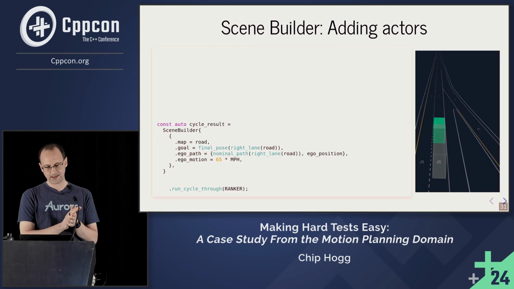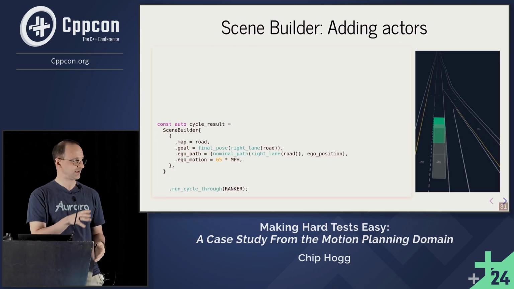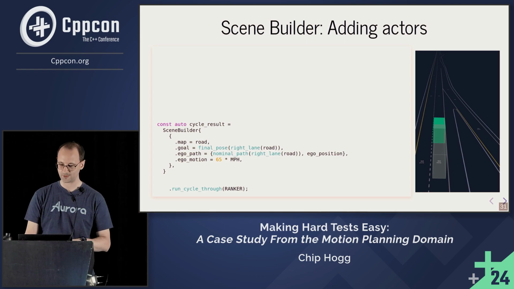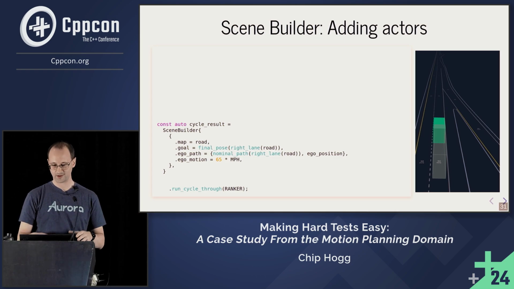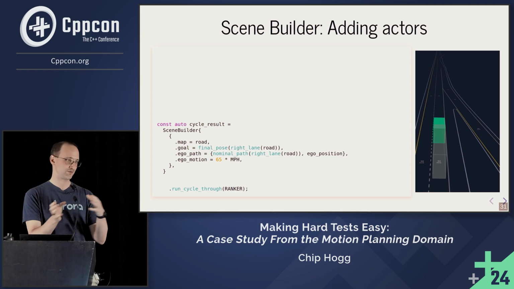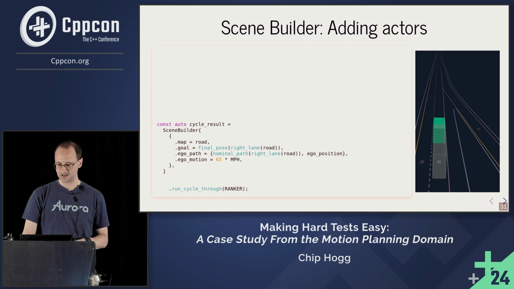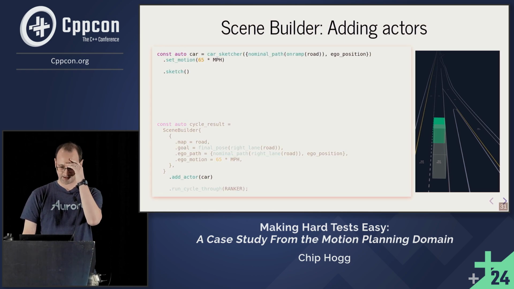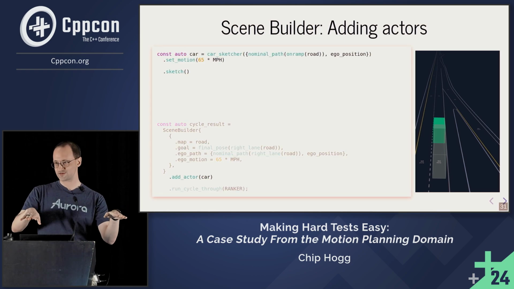Okay. Now let's go ahead and add those actors to our scene. This is the snippet that we had before. And we want to add some actors using these APIs that we just saw. So let's add a car at the on-ramp in our same position, our same lateral position.